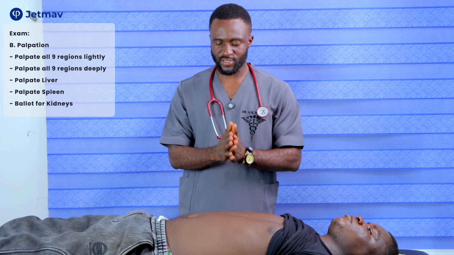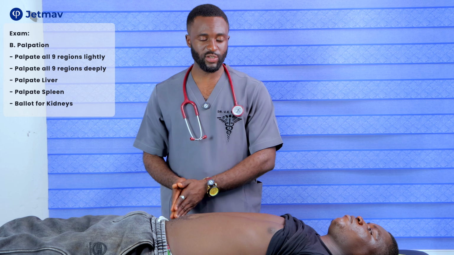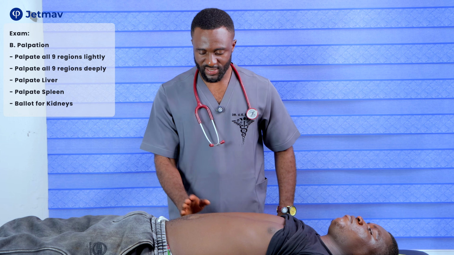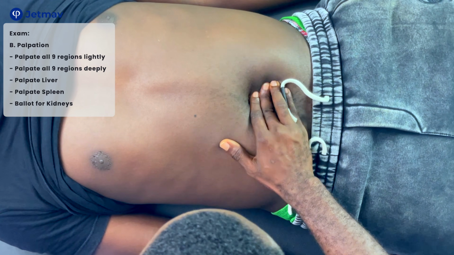Then we'll go over to the spleen, palpating for the spleen. The spleen enlarges downwards towards the right iliac fossa. So we'll palpate obliquely towards the left.